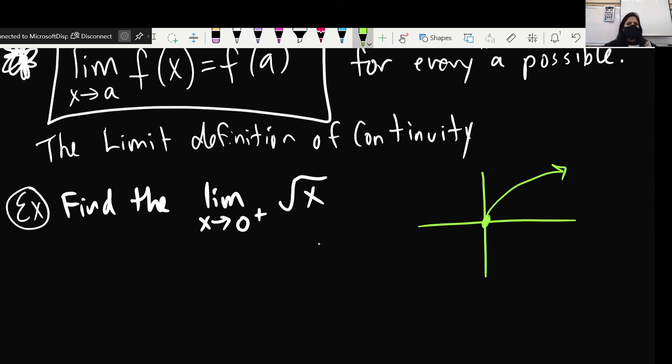Do you see the reason that this time it's saying the limit as x approaches 0 from the positive side? Does this graph have values on the negative side? Why can't it? It can't. So why does the graph look like this? What's the reason for that?